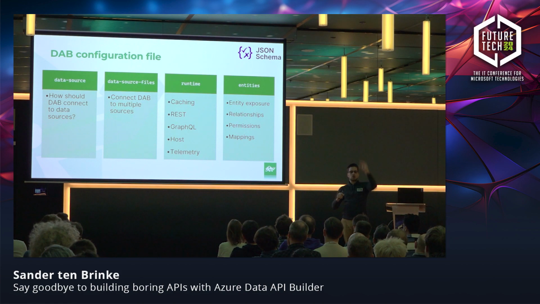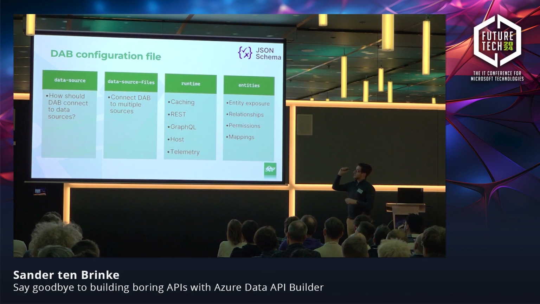Instead of having to set up multiple DAB instances, we can connect DAB to multiple sources. So we could expose books from API/books, which is grabbed from MySQL. We could get customers from Postgres. It's a pretty good way to set up one thing with multiple systems. Runtime options, caching, REST options, GraphQL options, host options, telemetry options. There's a lot, which I find just great.